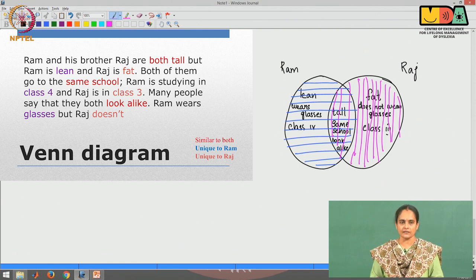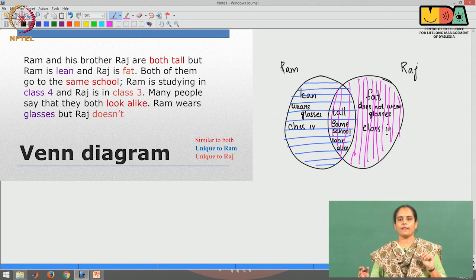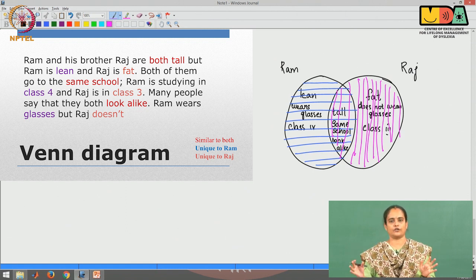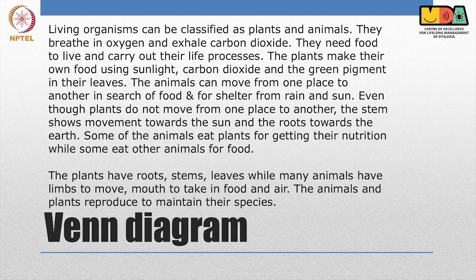Now, if the question is about differentiating Ram and Raj, he has to stick only to the part belonging to Ram and the part belonging to Raj. You can have a look at the completed Venn diagram which has been put up for your reference. This is a slightly bigger para which compares plants and animals.